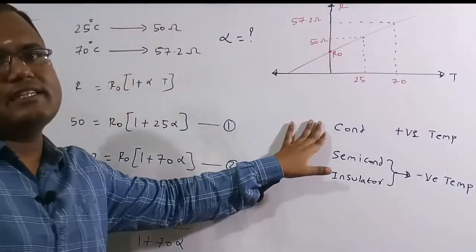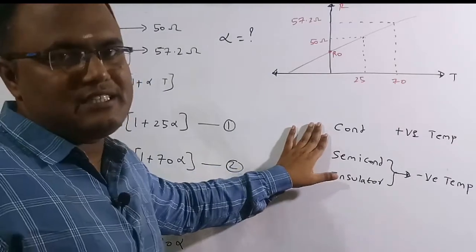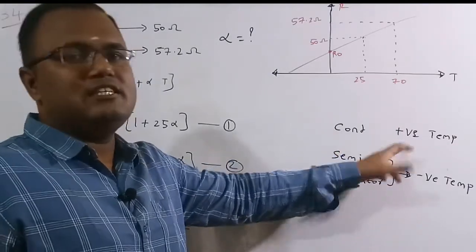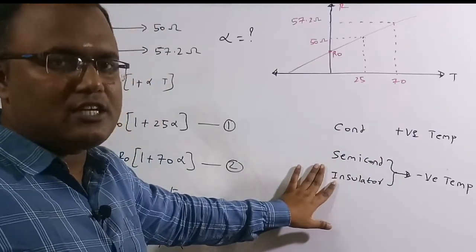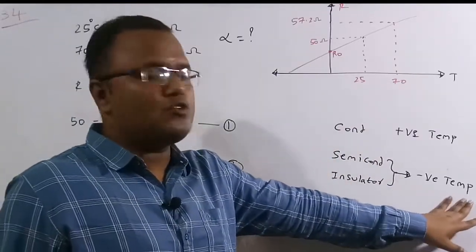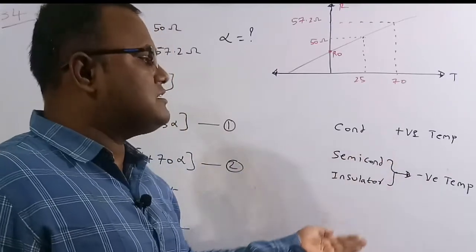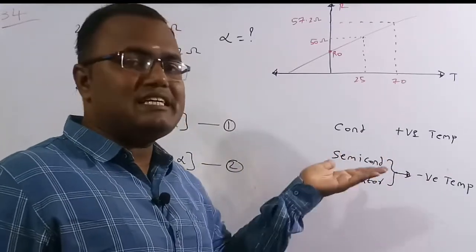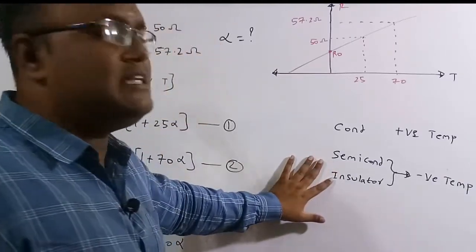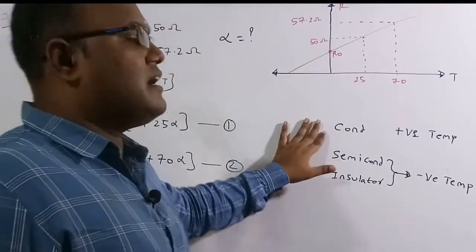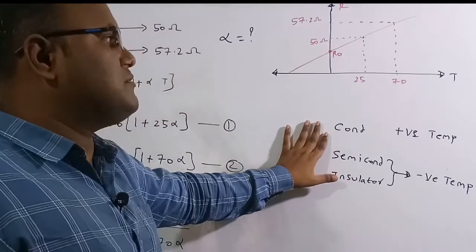So a conductor is a positive temperature coefficient material, meaning as the temperature increases the resistance also increases. Whereas semiconductors and insulators are negative temperature coefficient materials, meaning as the temperature increases, the resistance decreases. Therefore these two are negative temperature coefficient materials, whereas a conductor is a positive temperature coefficient material.